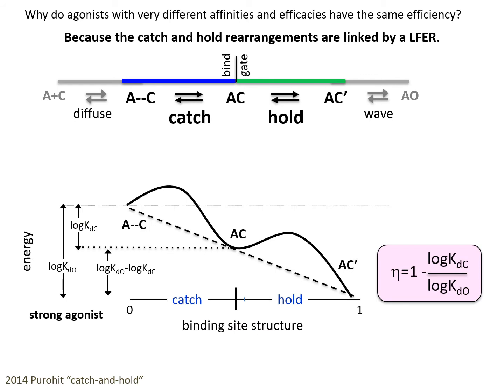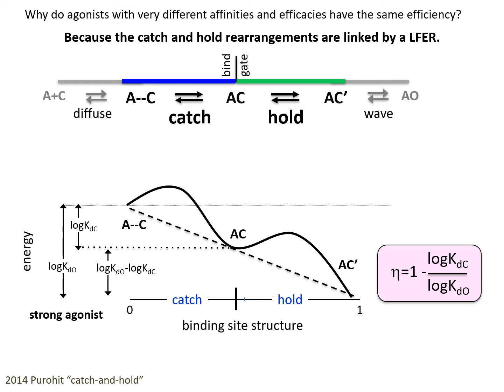I'm now showing just the colored bars, the blue and the green part of the energy landscape. There is an energy change associated with diffusion of the agonist, and there's an energy change associated with the rest of the gating conformational wave, but those are not agonist dependent. So we're just going to focus on catch and hold. And the idea is that the energy change in catch and the energy change in hold are related by a linear free energy relationship. That's shown as these two humps. The humps are the transition states for catch and the transition states for hold.